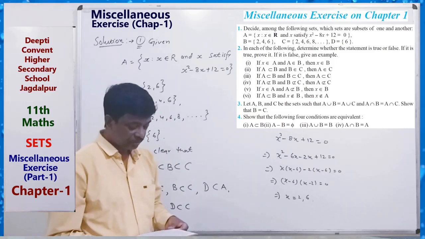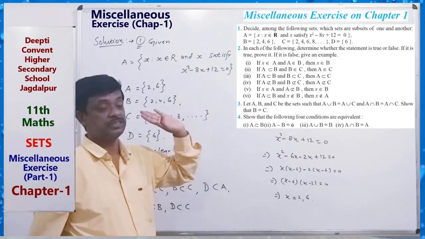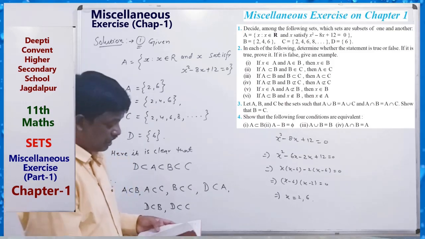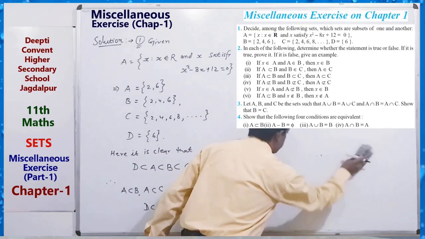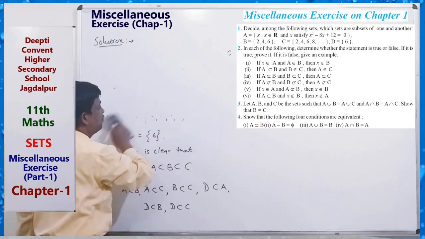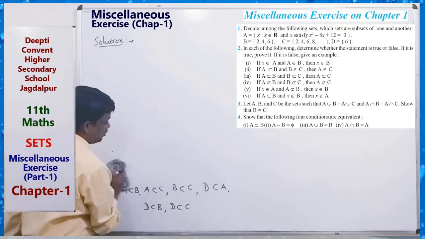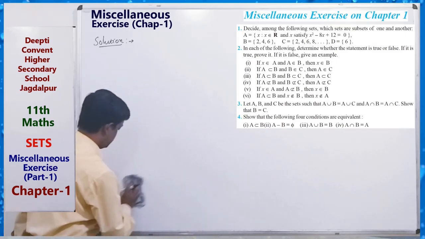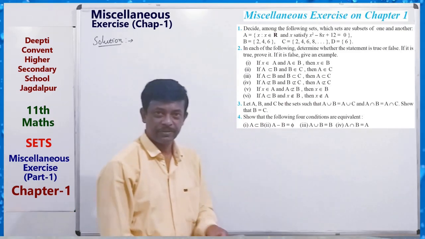Here, if it is true, then prove it, and if it is false, then we can give an example. The first question is: x belongs to A and A belongs to B. Here 5 questions are there, so we are only taking 2 or 3 now and the remaining are for you. You have to solve and send me for your attendance.